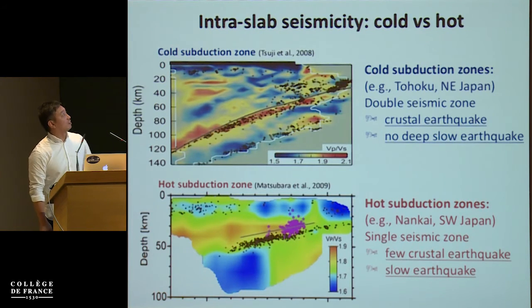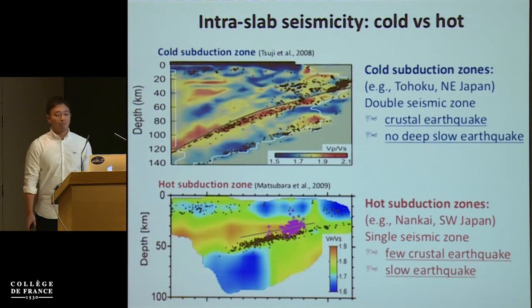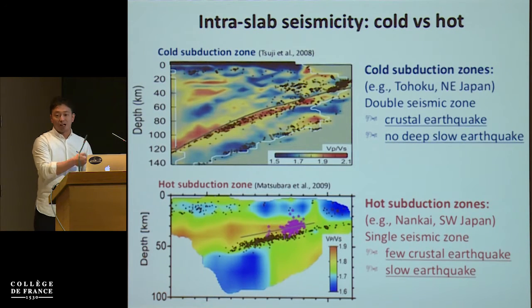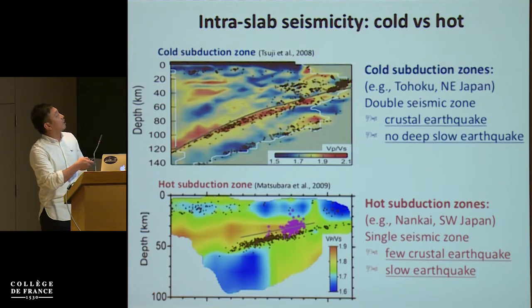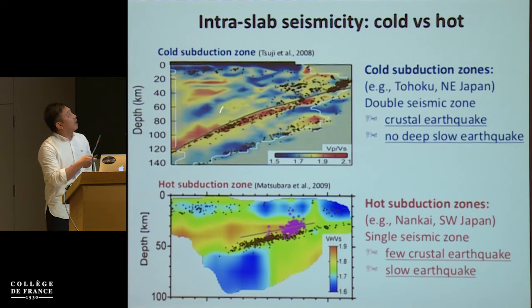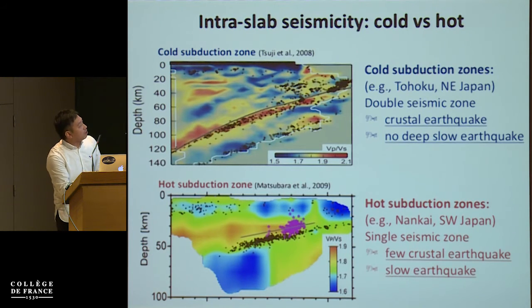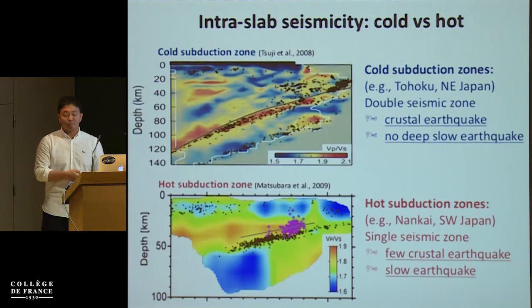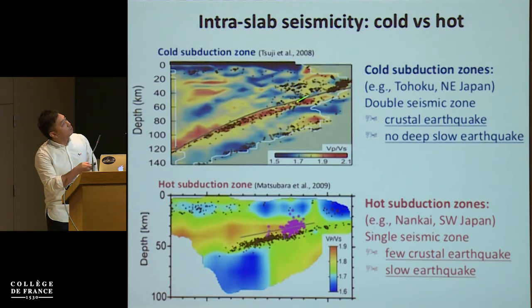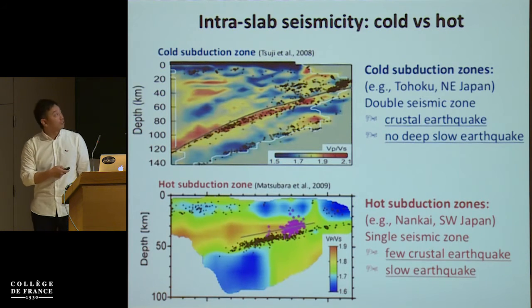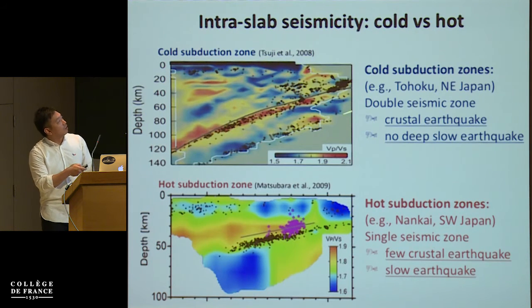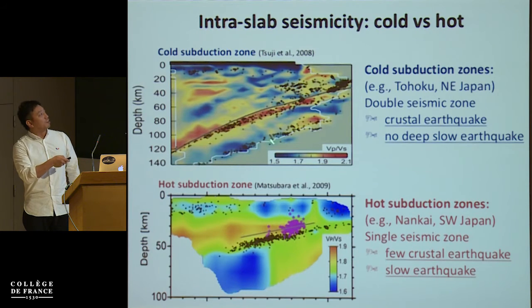First of all, I'm going to show a natural example of what happens at the subduction zone. These are two end members of subduction zone. The top one shows the VP-VS ratio at a cold subduction zone, and the bottom one shows the VP-VS ratio at a hot subduction zone. At a cold subduction zone, as you know, we have a double seismic zone. The top zone is located in the subducting oceanic crust, and the bottom one is located within the mantle, way deeper than the plate boundary.